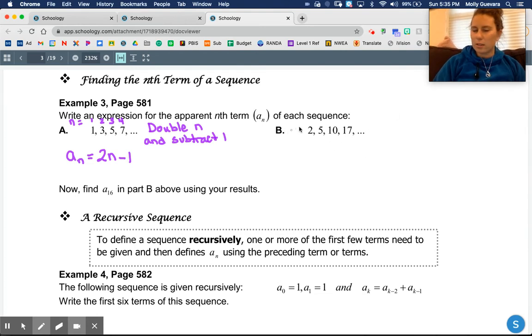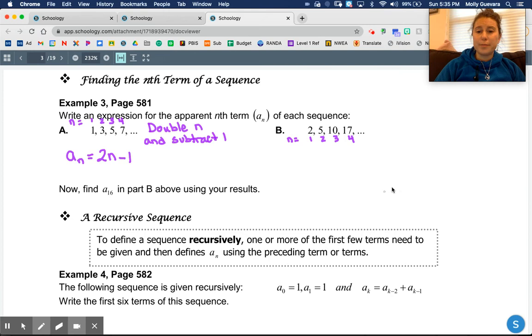Okay, here looks maybe a little bit more difficult. So let's do it on the bottom so we can see it better. N is 1, 2, 3, 4. So this one seems a little bit harder. I'm not adding the same number every time. I am not multiplying by the same number every time. So I have to come up with some other pattern.